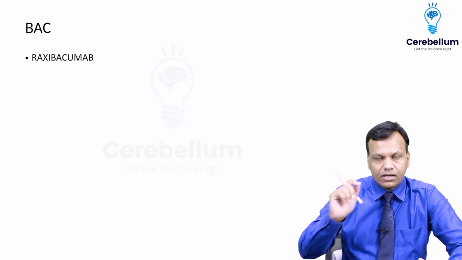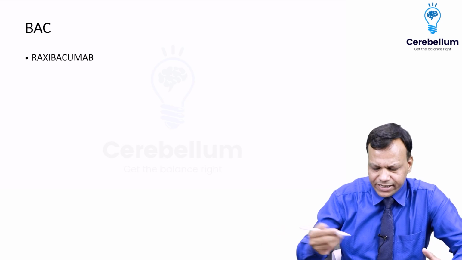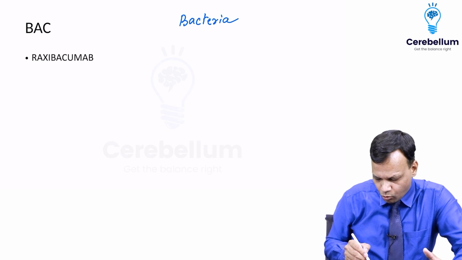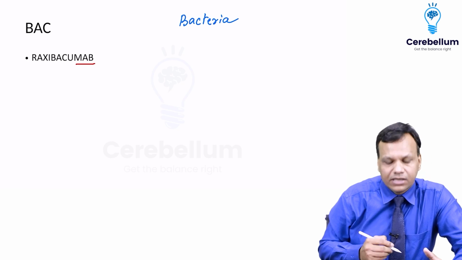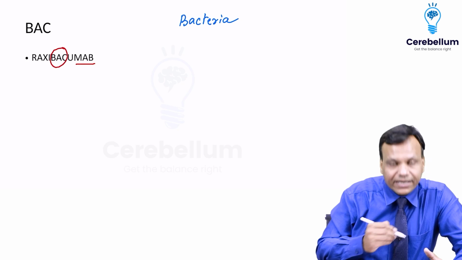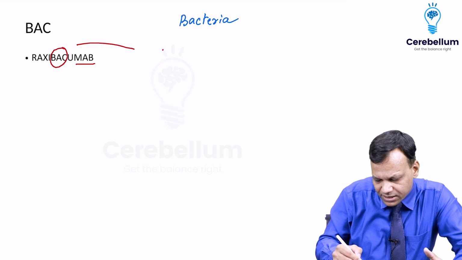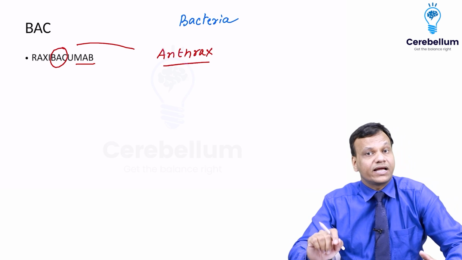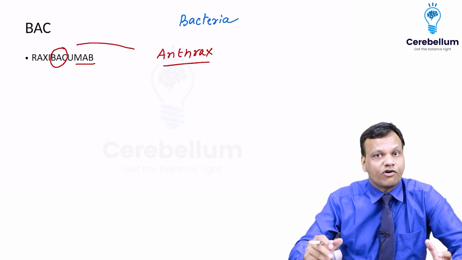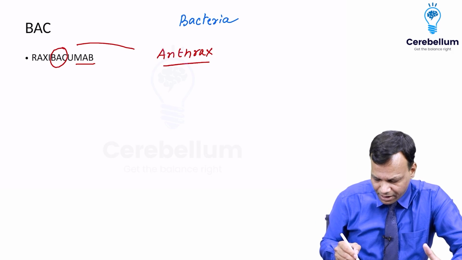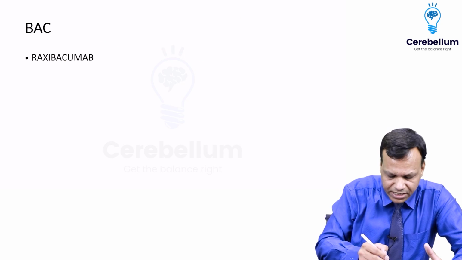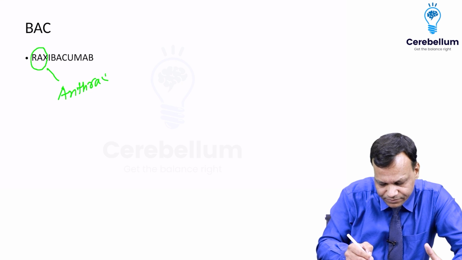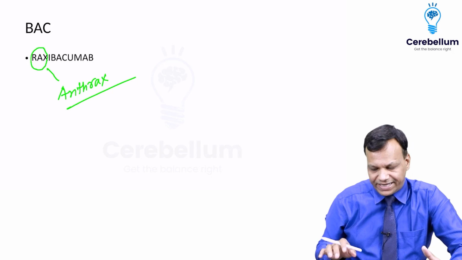Okay. Then we have BAC. BAC tells bacteria. So this is a monoclonal antibody for bacteria. If you see raxibacumab, it is a monoclonal antibody against bacteria. Which bacteria? It is against anthrax, Bacillus anthracis, or we can say used for anthrax. And again, from the name you can remember, its name starts with Rax. So it is used for anthrax. Okay, so this is bacteria.